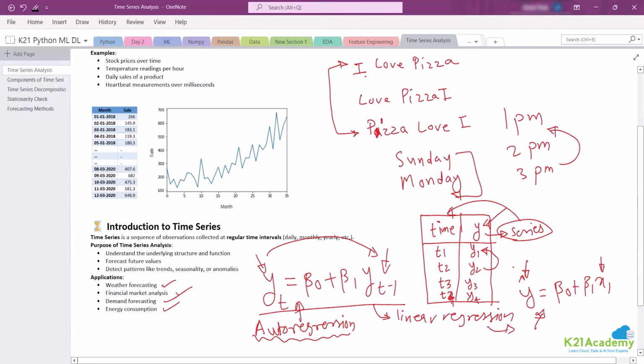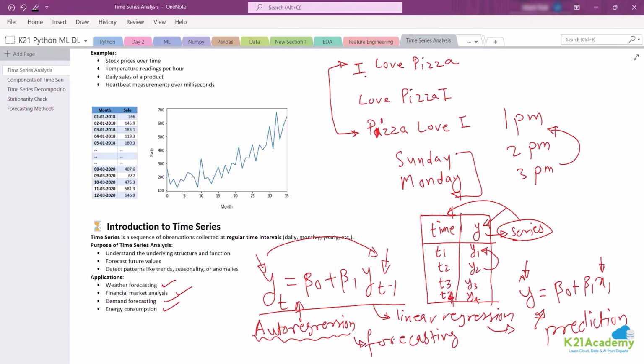Now there is a difference between prediction and forecasting. Whatever prediction we do in the time series is called forecasting. And if we are doing some prediction on unknown data apart from the time series, that is called prediction. In forecasting we are calculating the future values. In both cases we are calculating unknown values, but in forecasting we mainly deal with the future values.